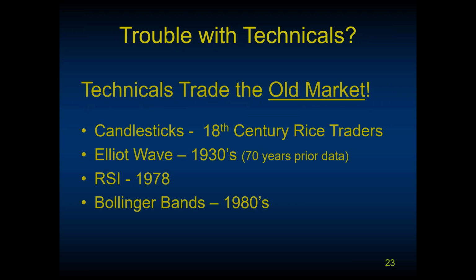Candlesticks have been around since the 18th century. Elliott wave, he developed that whole theory and formula based on trading data from the Civil War to the Great Depression, from the 30s. RSI, 78. Bollinger Bands, 80s. All of these very popular technicals, most of them come from the days when the market moved at a much slower pace and locked into patterns of long, slow gains over time.